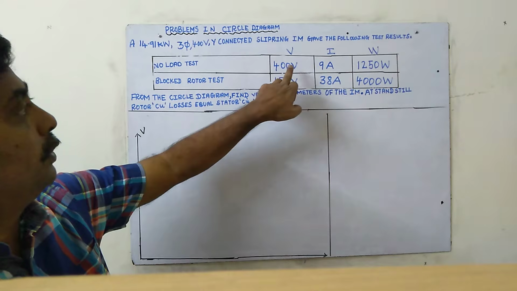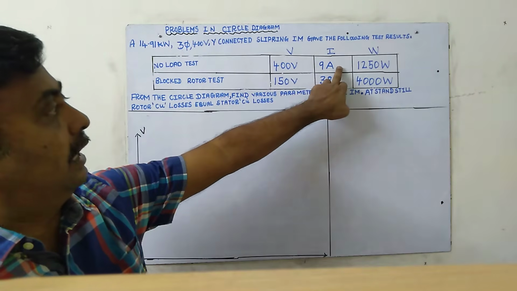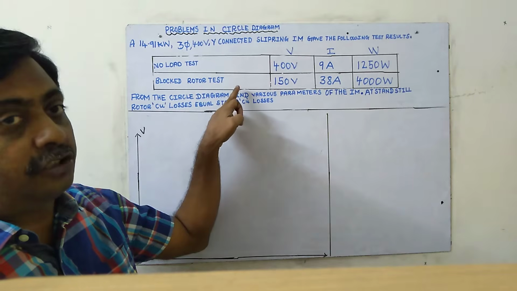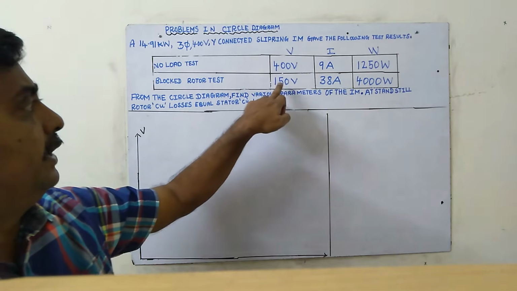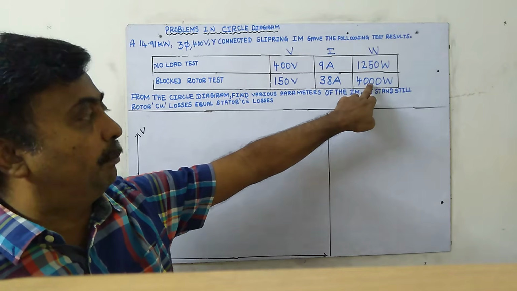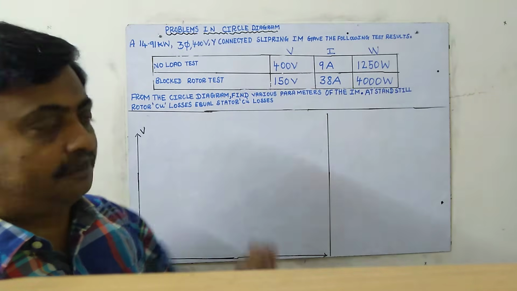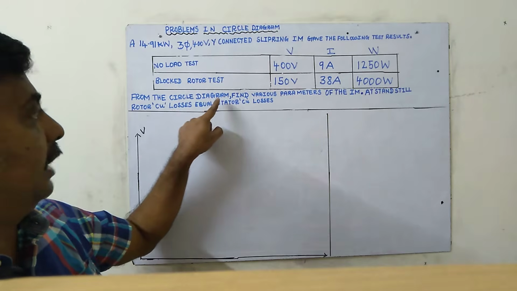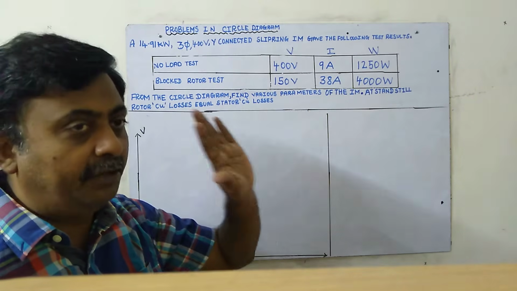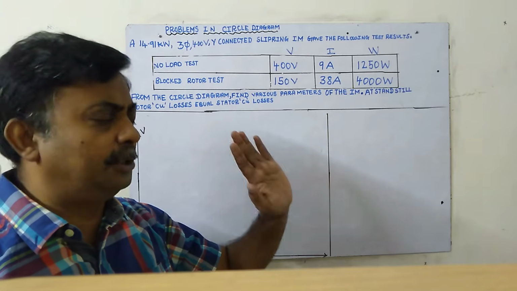No load test: voltage, no load current and no load power. Blocked rotor test, or short circuit test: it is 150 volts, 38 amps, and the power is 4000 watts. From the circle diagram, find the various parameters. Normally they won't ask for all the parameters. They will ask for one or two, maximum three parameters.